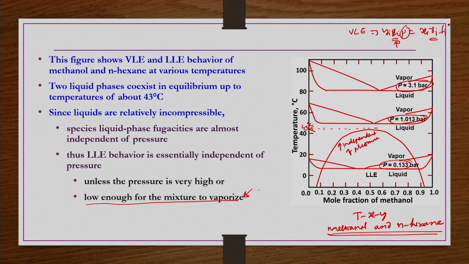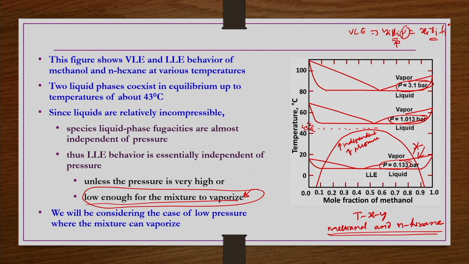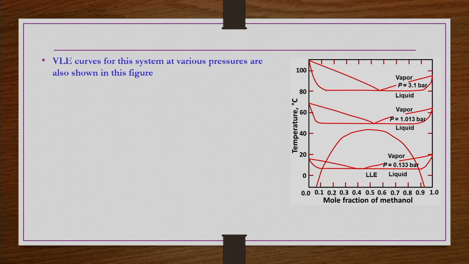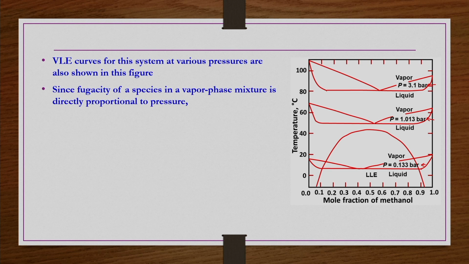So, exactly what we are doing now, we will take this case and discuss it in detail. So, now we will be considering the case of low pressure where the mixture can vaporize. The same figure is shown once again here. VLE curves for the system at various pressures are also shown in this figure, that is at different pressures: 0.133 bar, 1.013 bar and then 3.1 bar. Their VLE behavior is also shown.